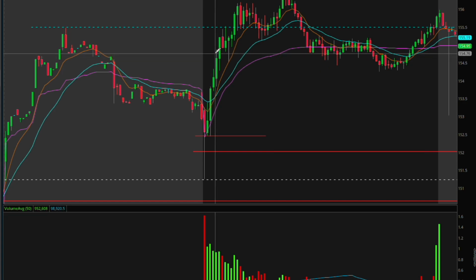I feel like I could have got a little bit more out of this trade if I was a little bit more patient, but overall it was a really good trade. Entry to exit, we go from 153.30 to around 154.60s, $1.50, and that got us 20% on that trade.